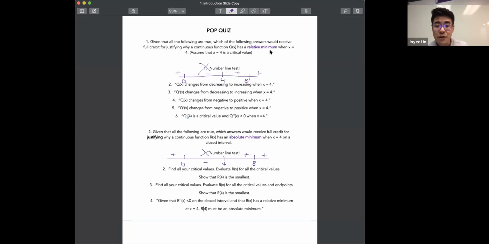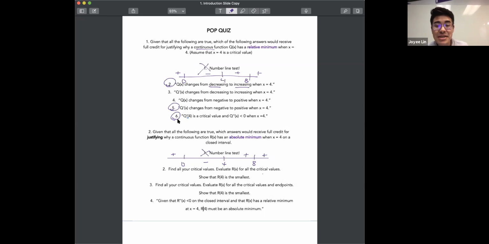Okay, so for the first one, if you're trying to establish a relative minimum, you could say something along the lines of number 2, number 5, and number 6. So pay attention to the wording here. Q changes from decreasing to increasing. That is an acceptable definition of a relative minimum, assuming that the function is continuous. Number 5 says Q prime, so the slope changes from negative to positive. That's basically what the number line test is saying, but number 5 is saying it in actual words.